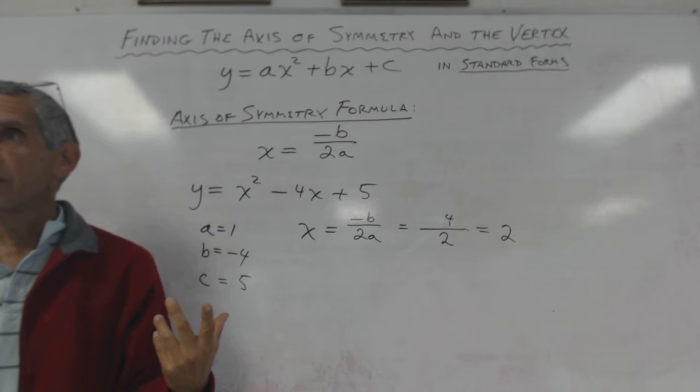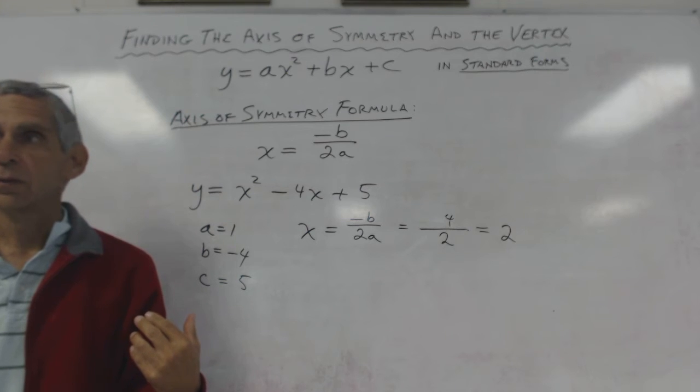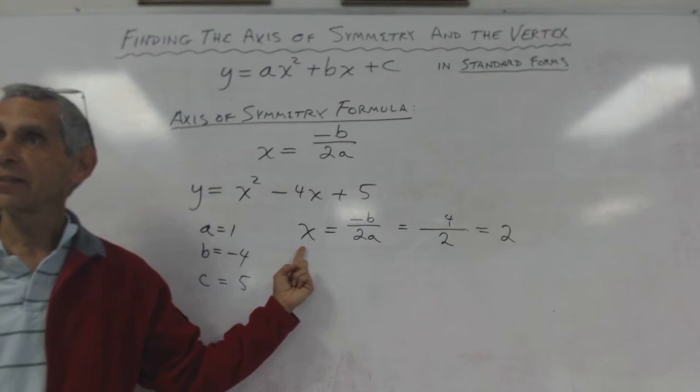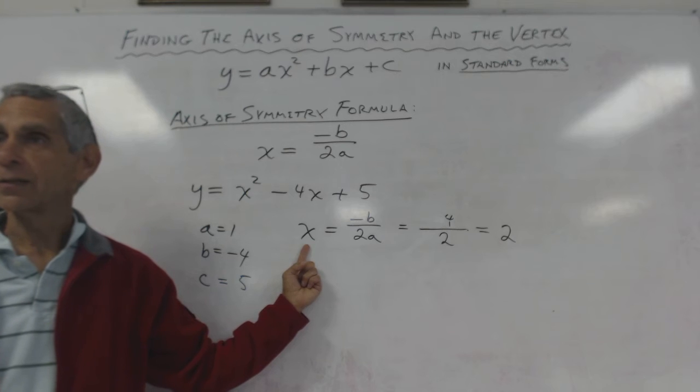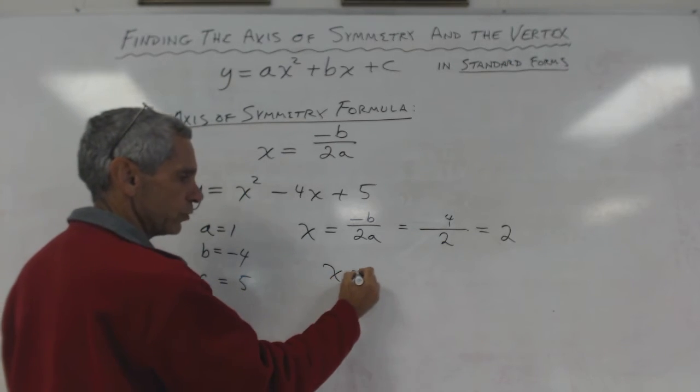What is 2? What equals 2? 2. Yes, but what else? 2 over 2. X. X. That's what I just solved for. I just solved for x. X is my axis of symmetry. I know now x is equal to 2.